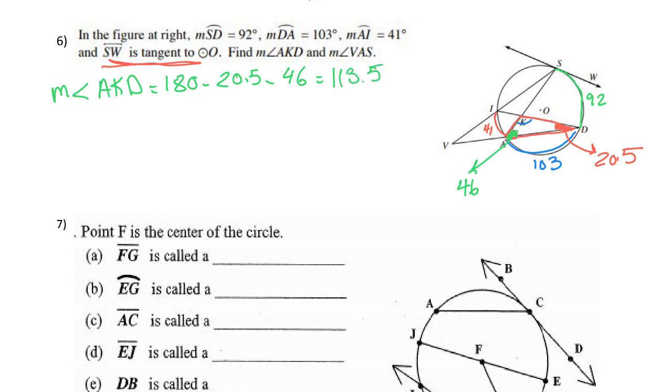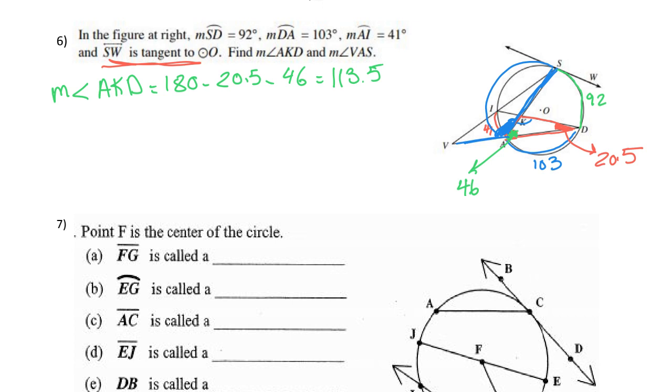Now I'll move into finding the second angle, which is angle VAS. So VAS, and I'll have to draw this angle. I want to find this angle here, VAS. This angle, the vertex is on the circle itself, so it's considered an inscribed angle. So if I succeed in finding this whole arc, I'll eventually be able to find that inscribed angle.